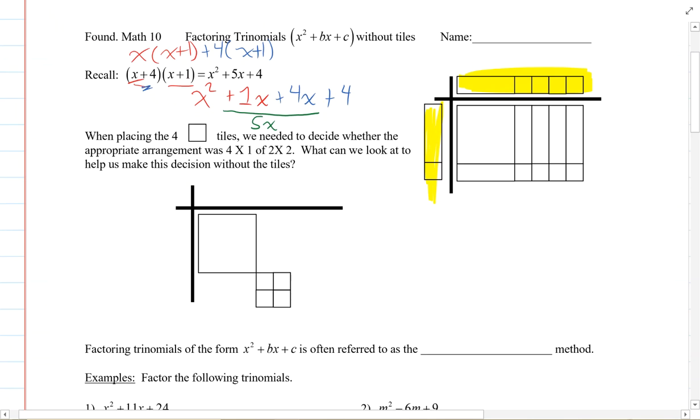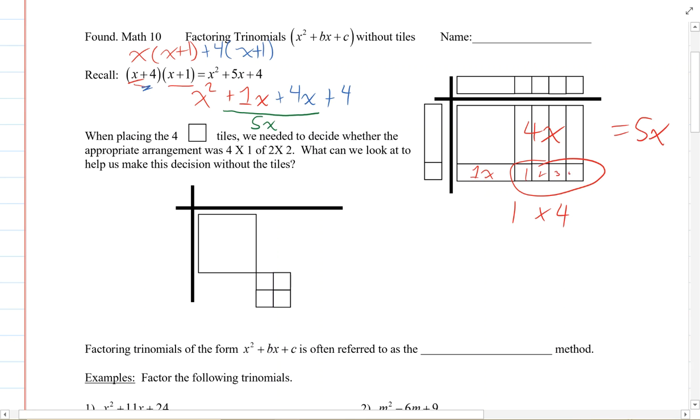Okay, so if we look here at what we did, we have x plus 1 times x plus 4. And what we found with our arrangements is that we had to have what we call a 1 by 4 arrangement. So we're talking about these 1 tiles. We had 1 by 4, and you'll notice this gave us the 1x tile, and this gave us 4x tiles. And what do they combine to give? That would equal the 5x.